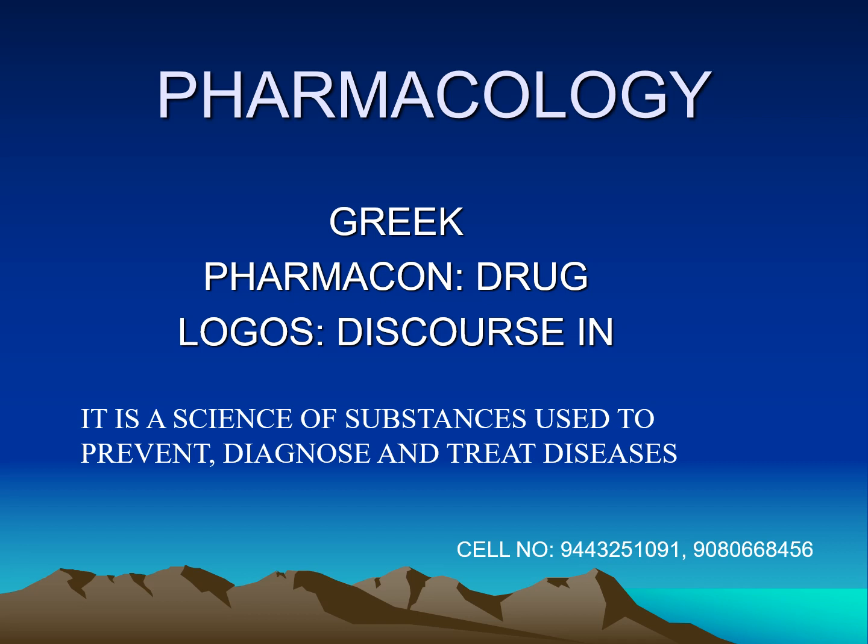So this is again a pharmacological substance. It may be used for prevention of disease. For diagnosis, we are using a number of dyes. Even some medicines are used to diagnose certain diseases. And we are using drugs to treat diseases. So it's a science that deals with substances used to prevent, diagnose, and treat diseases. It's a simple definition of pharmacology.